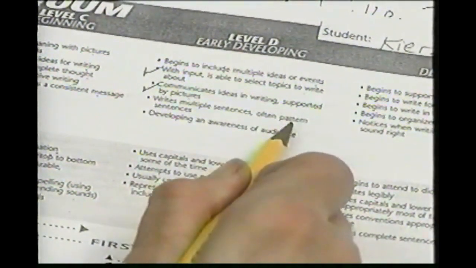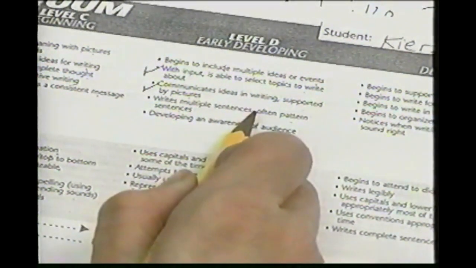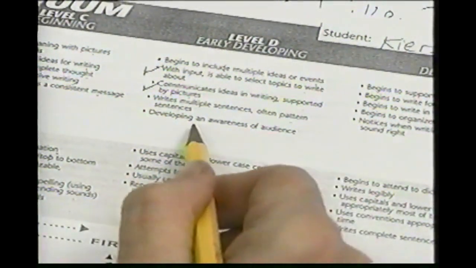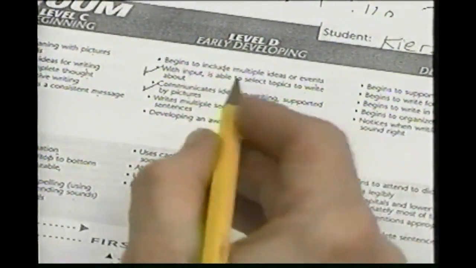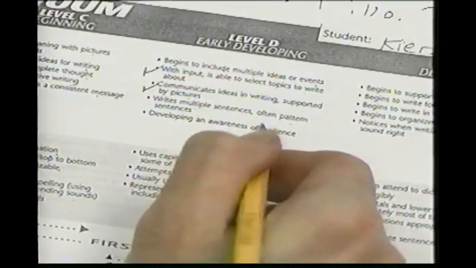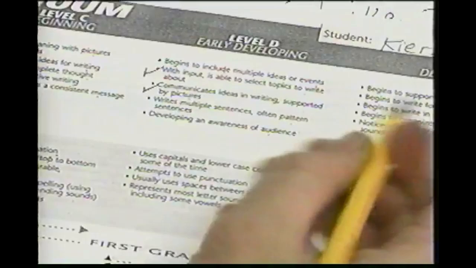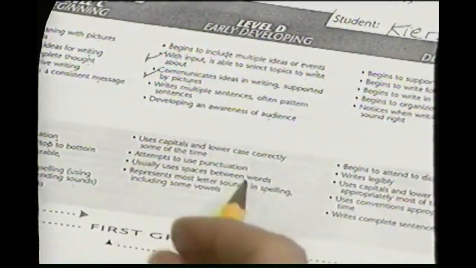Writes multiple sentences, often patterned sentences. That was not true of Kirsten at the time. And developing an awareness of audience. Kirsten didn't really write for an audience. She wrote only when she had to do it for class or for my group. So I'm not going to check that one either.